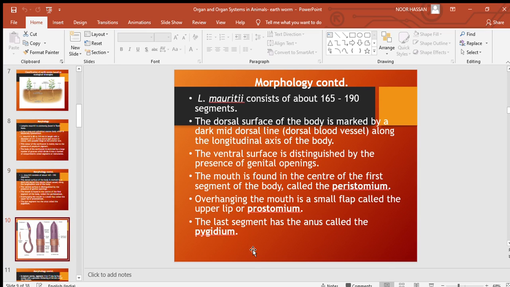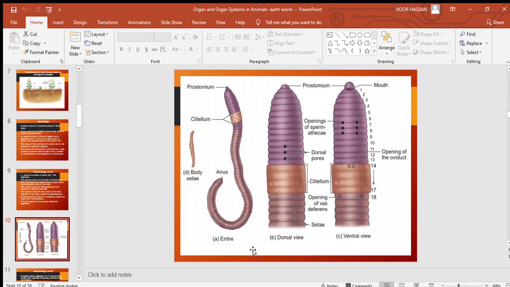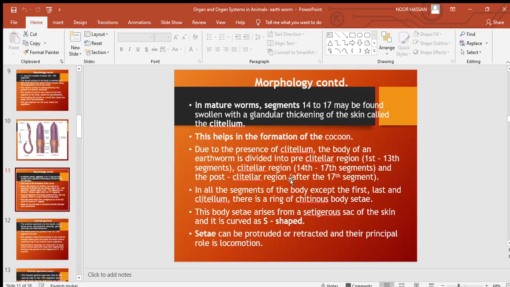So this is about the morphology, and this is the picture of the earthworm. This is the entire view, this is the dorsal view, and this is the ventral view. You can see the purplish tinge at the anterior end, and this is a special region on the body of the earthworm, which is called the clitellum. We will discuss in detail about the clitellum. So this is the picture to show the morphology of the earthworm.